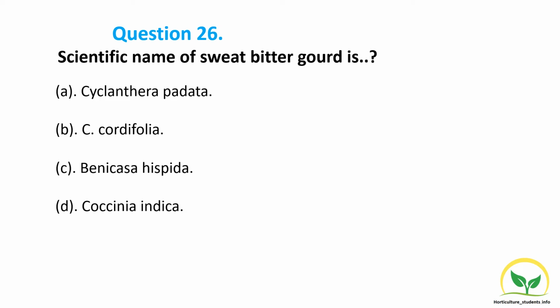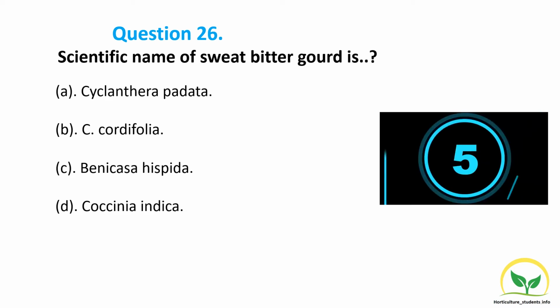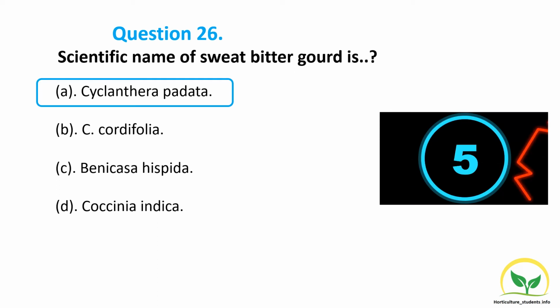Question number 26. Scientific name of sweet bitter gourd is: A. Cyclanthera pedata, B. Coccinia cordifolia, C. Benincasa hispida, D. Momordica indica. Answer: A. Cyclanthera pedata.